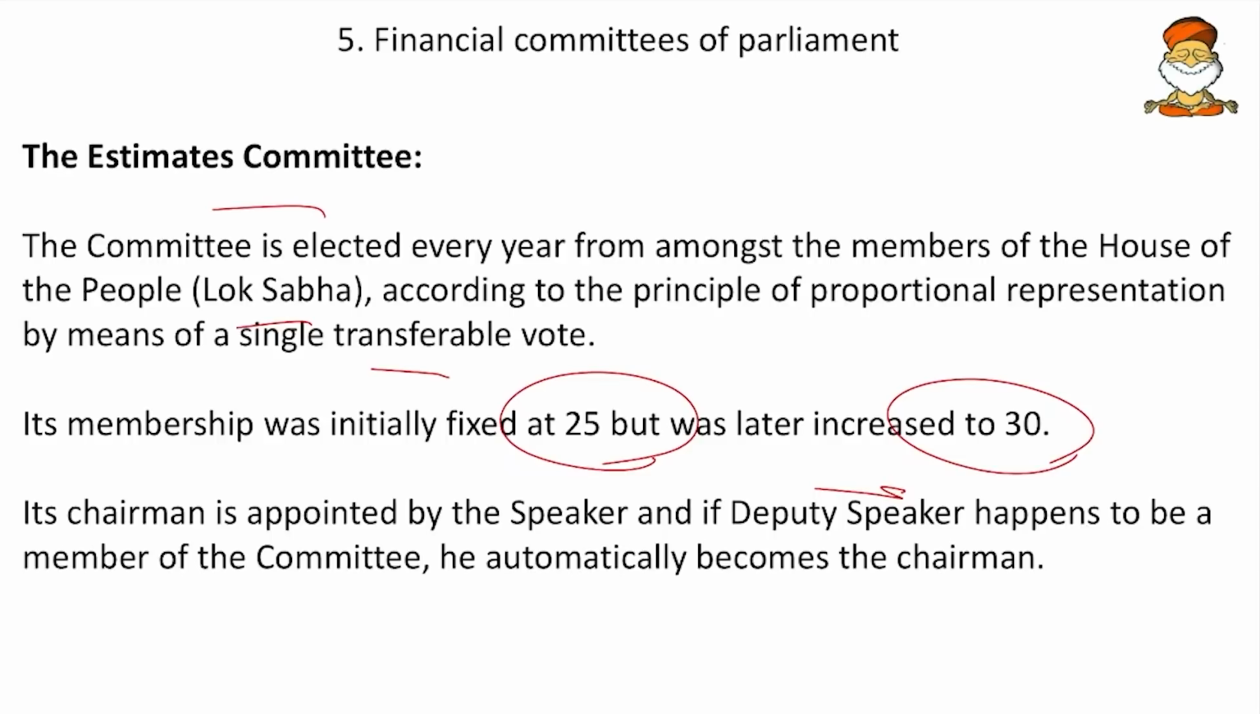But the Public Accounts Committee comes into the picture only when the auditor's report, the CAG report, comes. That is, the Public Accounts Committee is more critical in its functioning compared to the Estimates Committee. The Estimates Committee's chairman is appointed by the Speaker, and if the Deputy Speaker happens to be a member of the committee, he automatically becomes the chairman. So the Deputy Speaker is given preference in being made chairman.